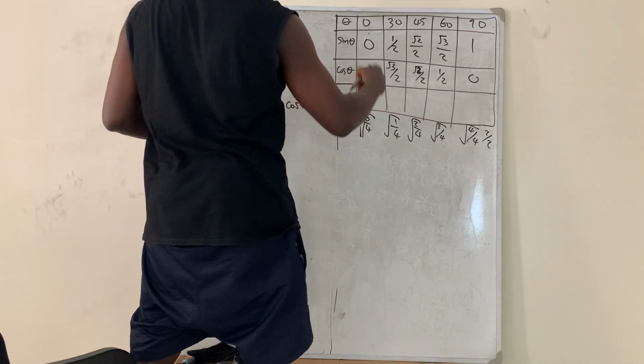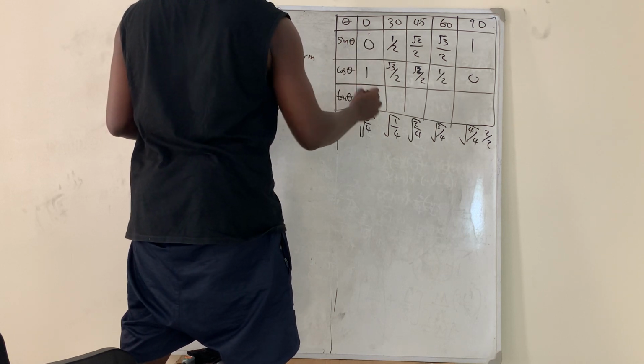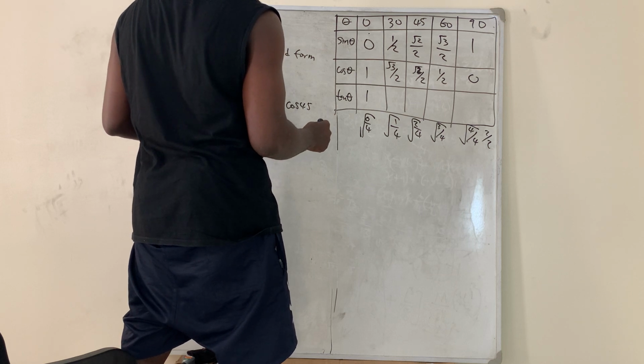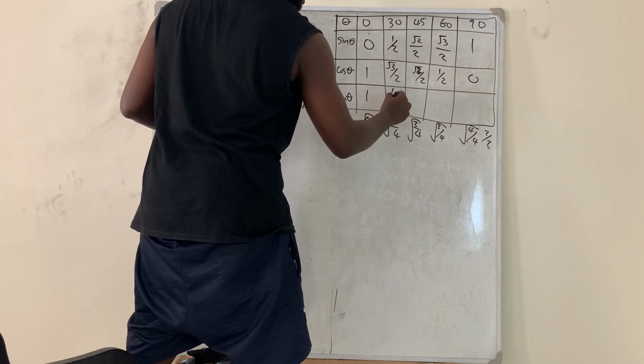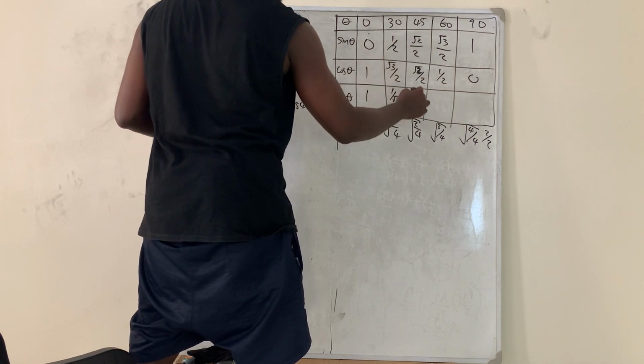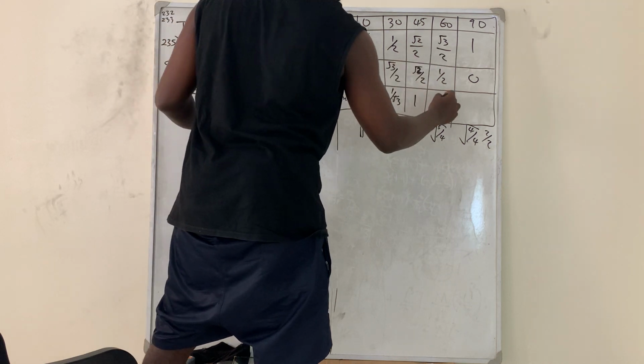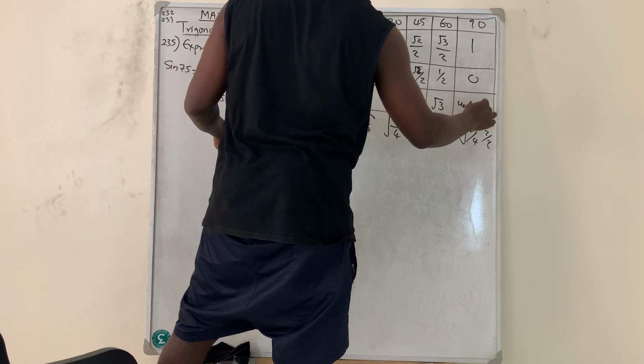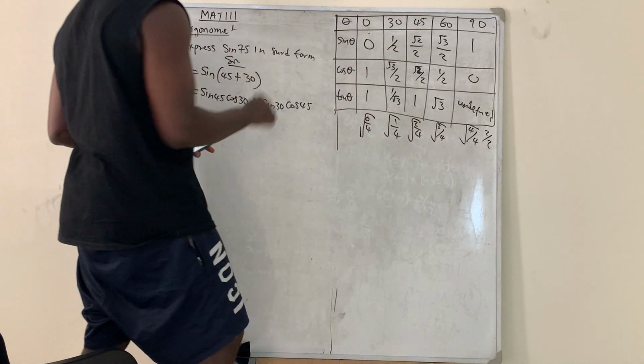Okay? So getting tan is this divided by this. This divided by this will give you 1 over root 3. This divided by this will give you 1. This divided by this will give you just root 3. This divided by this will give you undefined, because anything divided by 0 is undefined. So that is how to get your special angles.